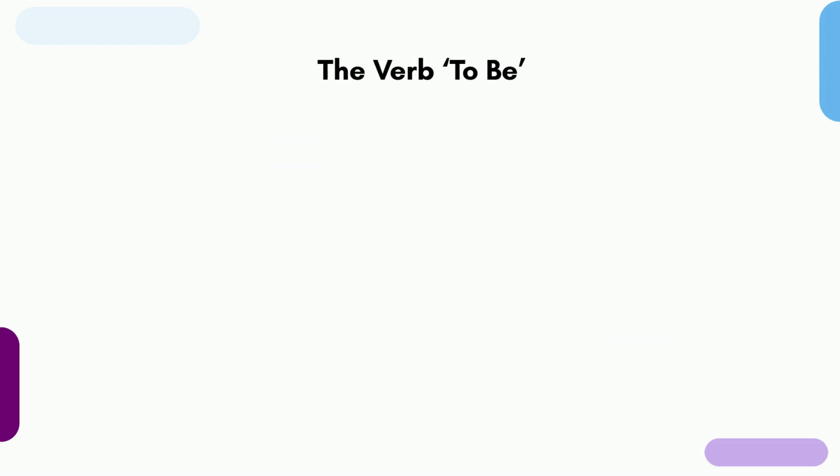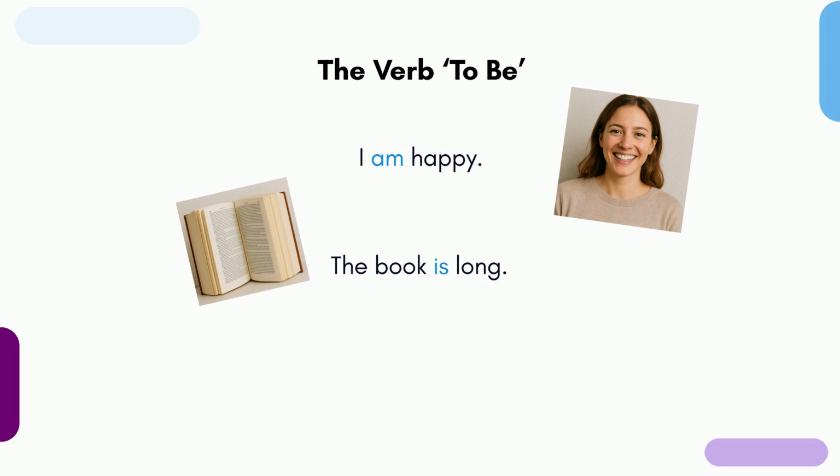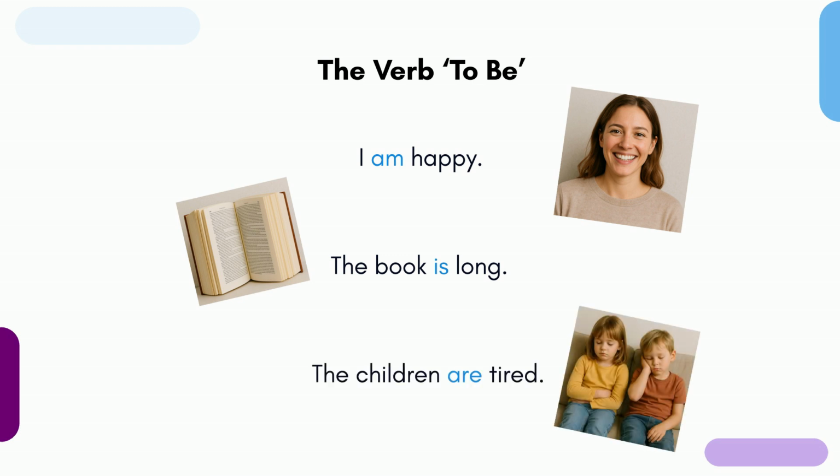But there is another type of verb. Sometimes we have sentences in which no one is doing anything. These sentences usually describe someone or something. Do you remember the video about the verb to be? There, we learned that the words am, is, and are all forms of the verb to be in the present simple. If I want to describe people or things using the present simple, I say, I am happy. The book is long. The children are tired. Let's learn how to say these things in the past simple.